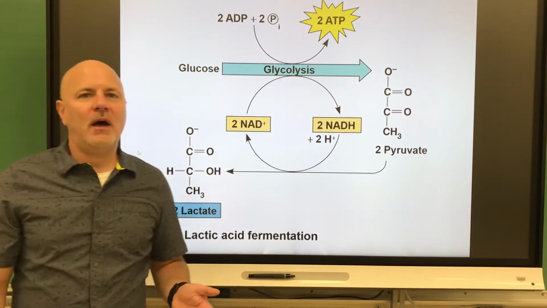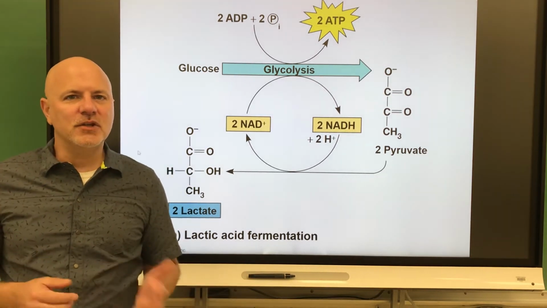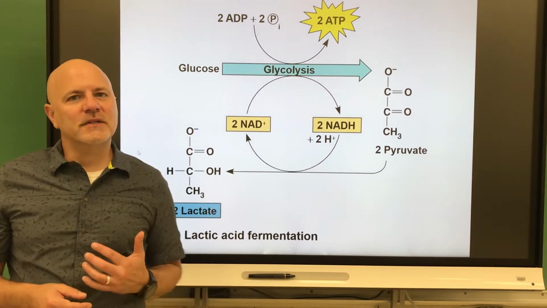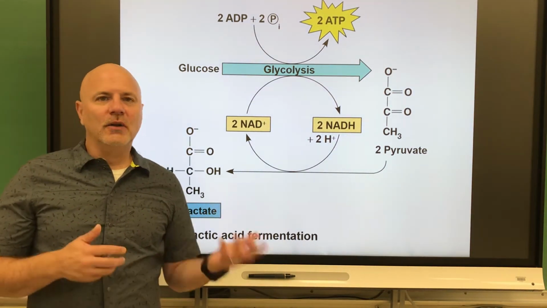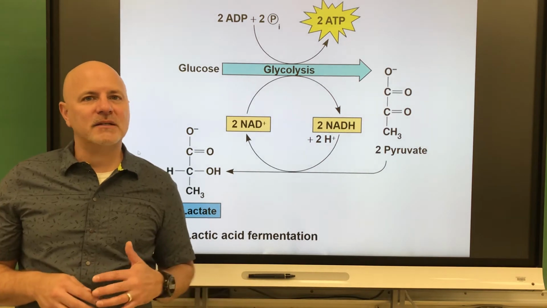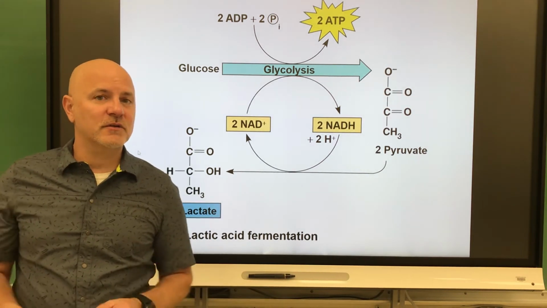Now this is done with bacteria to make cheese and yogurts. We do this in our muscle cells during strenuous exercise. And then our liver is going to convert that lactic acid back into pyruvate, which is a usable molecule for us.